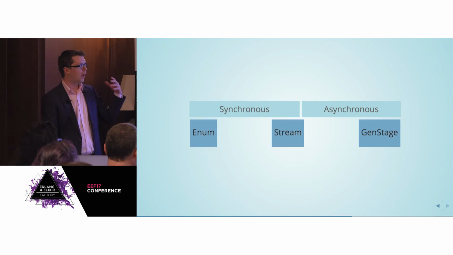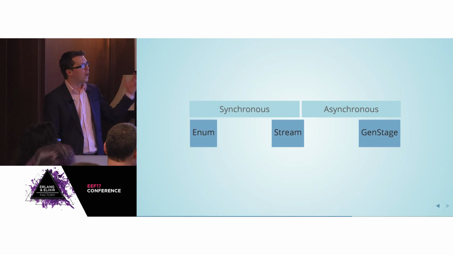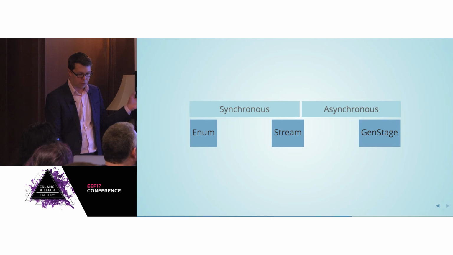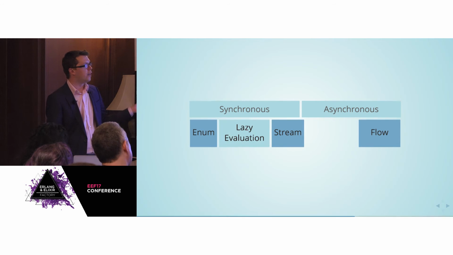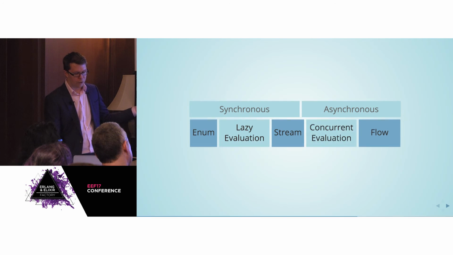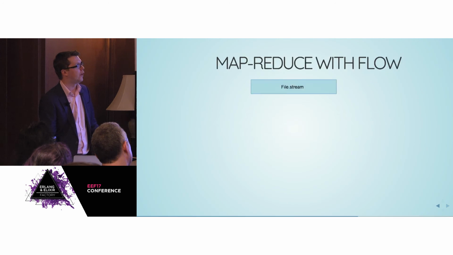Enum and stream. Where GenStage brought us into the asynchronous world, there is now a module that's built on top of that called Flow. While Stream gives you lazy evaluation over the Enum module, Flow gives you concurrent evaluation, so you can take advantage of all the cores on your machine to process files now.